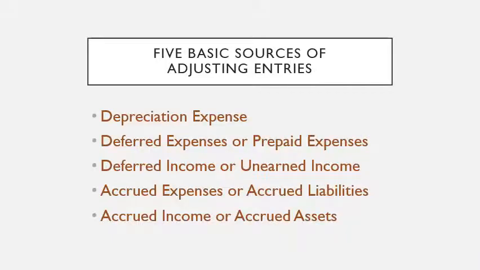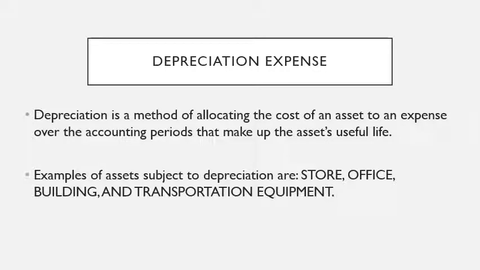So we have here 5 basic sources of adjusting entries: the depreciation expense, the prepaid expense, unearned income, accrued expenses, and accrued income. So these are the 5 basic sources of adjusting entries. First, we have here the depreciation expense.